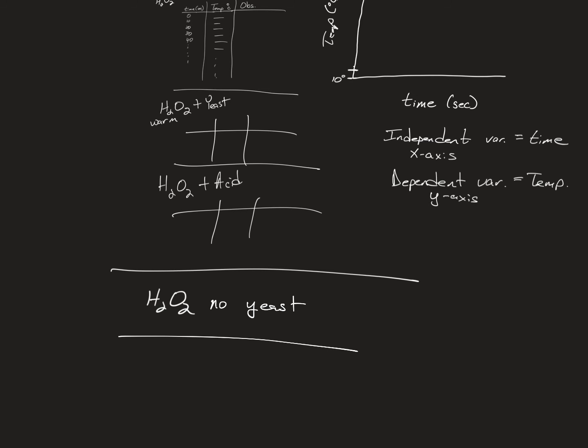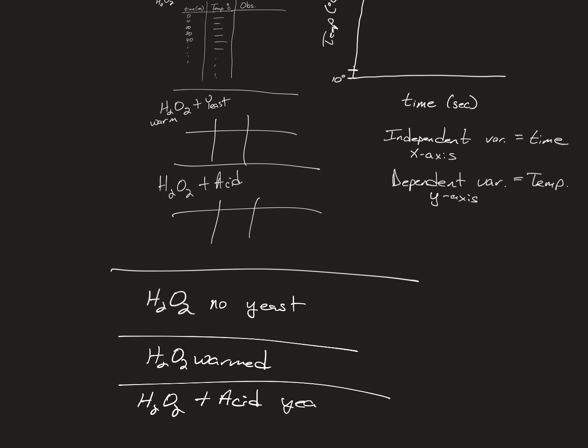I said there should be one with H2O2 that was warmed, but no yeast. And there should have been H2O2 plus acid, but no yeast. That's what should have happened. Those were your, I think I made those group A in the write-up, right? But I didn't want to waste time and also use up money for hydrogen peroxide, so I said I'll give you the answers for these control groups.